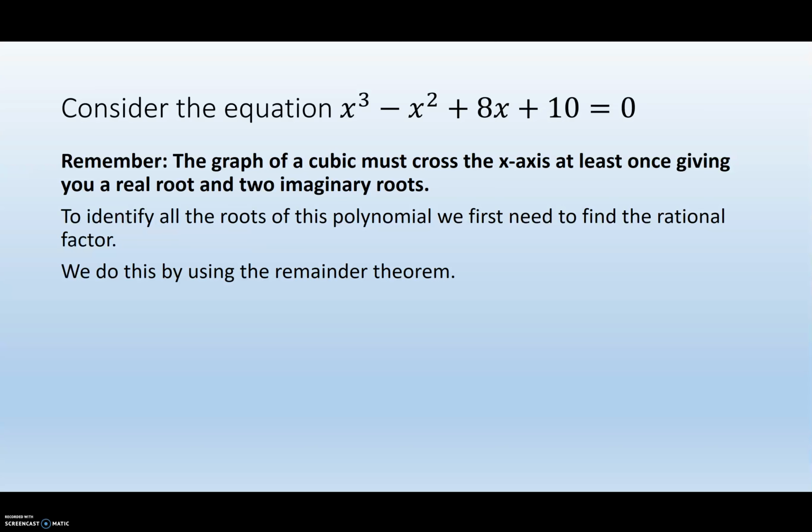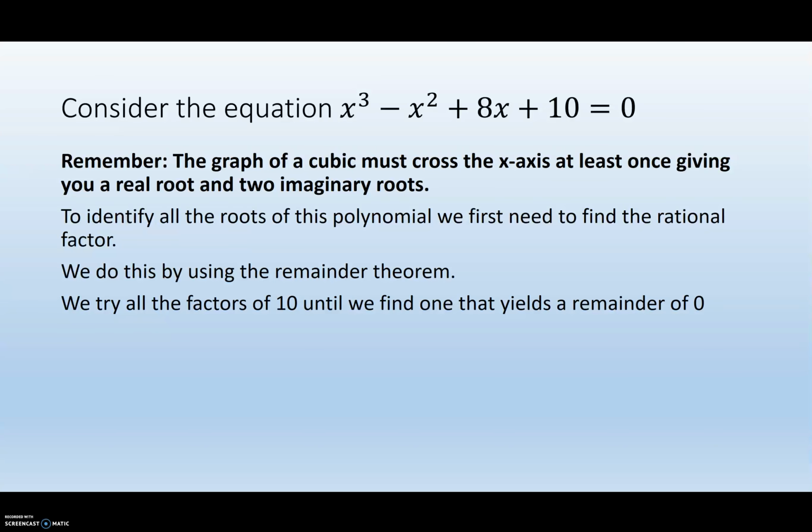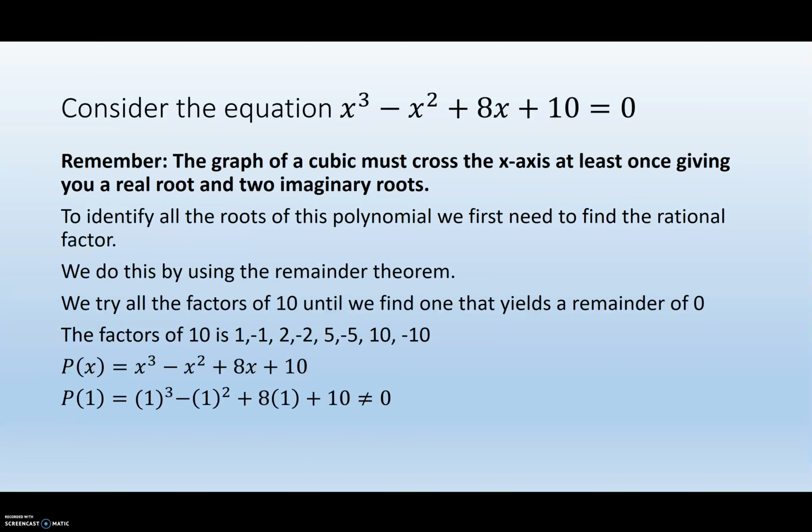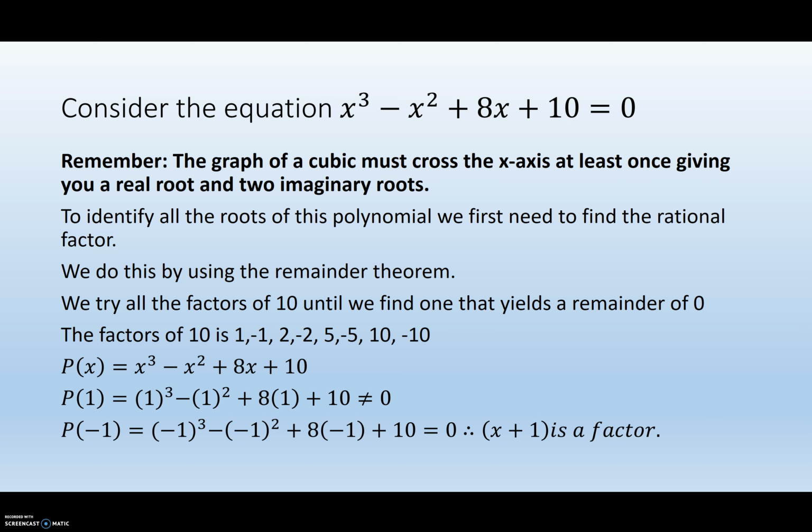So identify the constant and figure out the factors of 10, and you will get this many options. You have to try each one of these factors to find which one gives you a remainder 0, to identify which one is the real factor for this cubic equation. So let's try with 1, and in this one it's not equal to 0, so 1 is not a factor of this cubic equation. So let's try with -1, and this particular equation gives equals to 0, so x plus 1 is a factor.